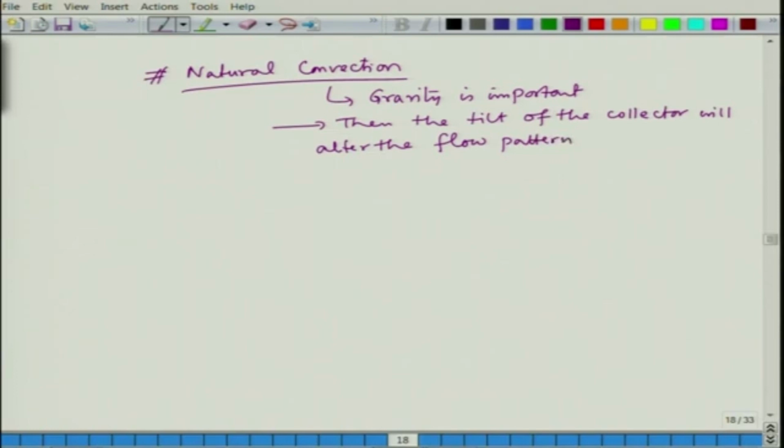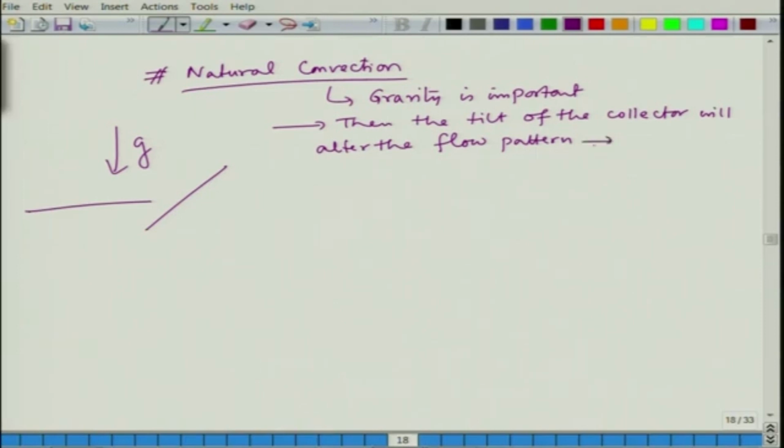So, flow pattern means what? If your collector is horizontal or if your collector is somewhat tilted, for each case the gravity direction will be the same. So, only a fraction of gravity will influence the convection process. So, that is how the tilt will change the flow pattern inside the gaps.